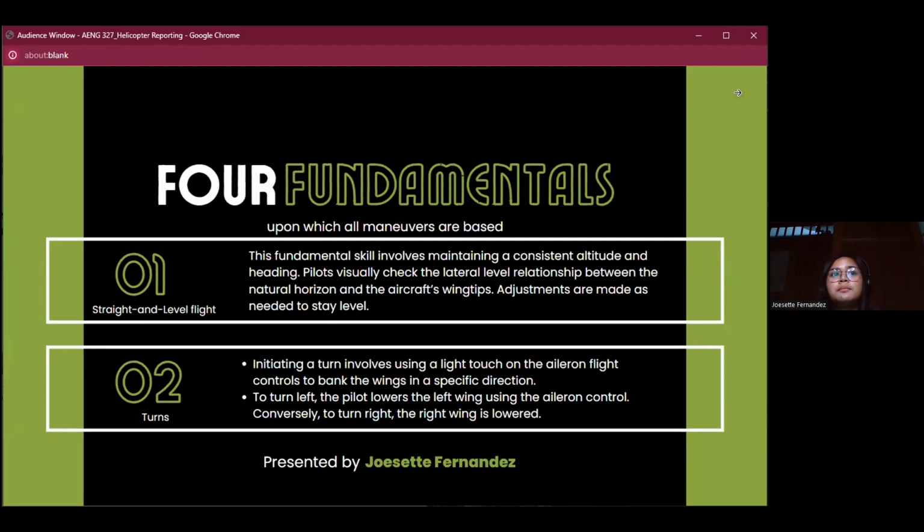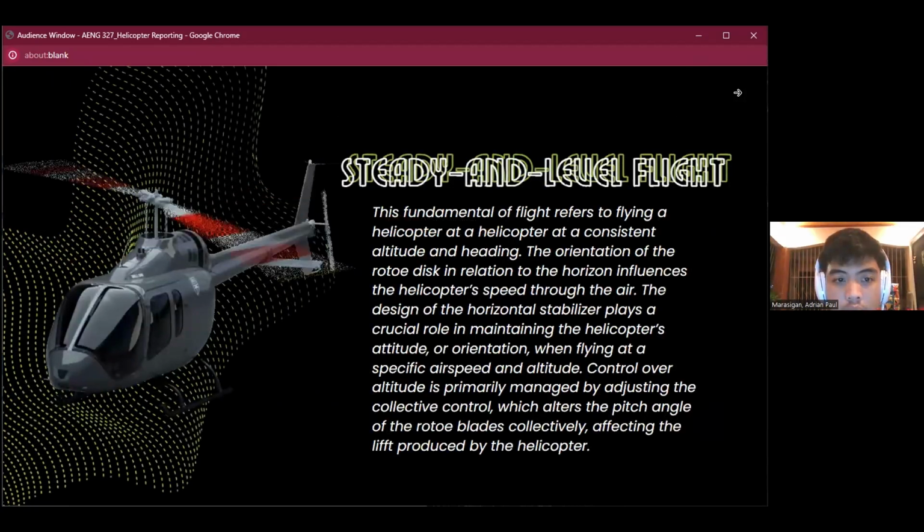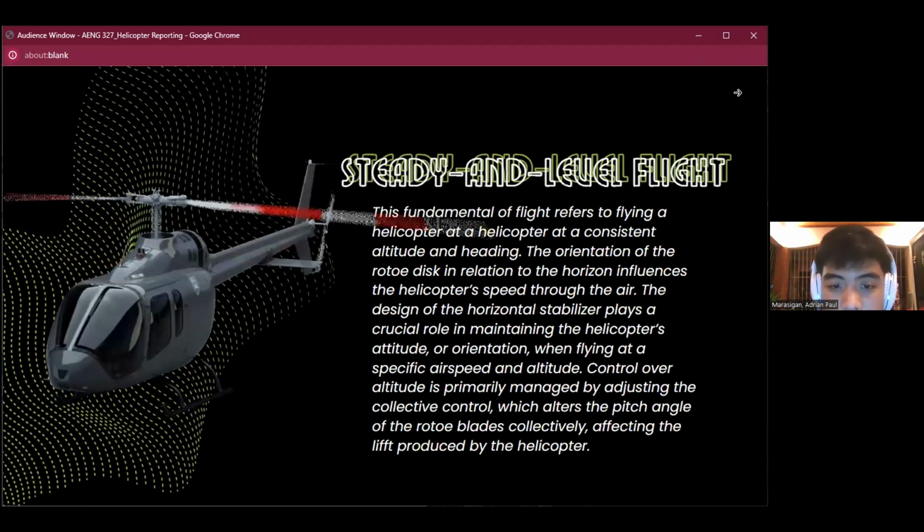Next slide, please. Third one is climb. Transitioning from level flight to a climb requires additional lift to overcome gravity. Increased power setting or thrust is necessary to maintain a climb. The climb rate is limited by the potential for excess thrust. The fourth one, or the last one, is transitioning from level flight to a descent. Lift is reduced, allowing excess thrust to produce higher airspeed.